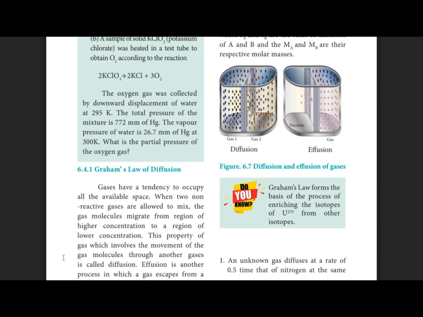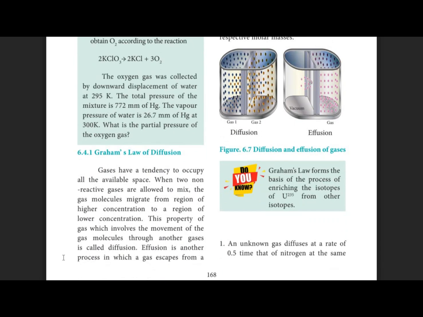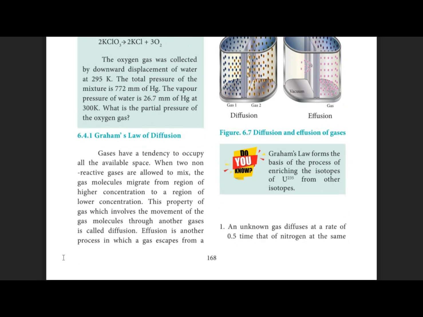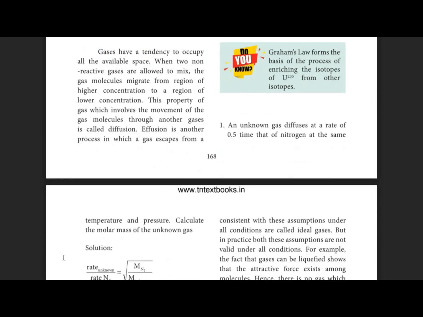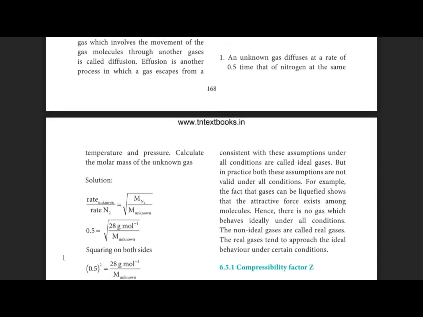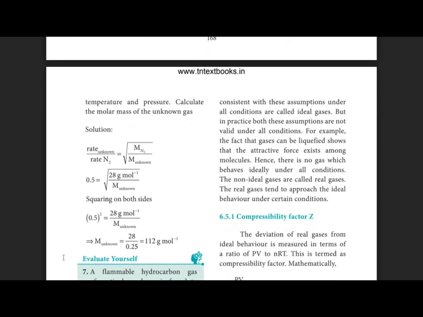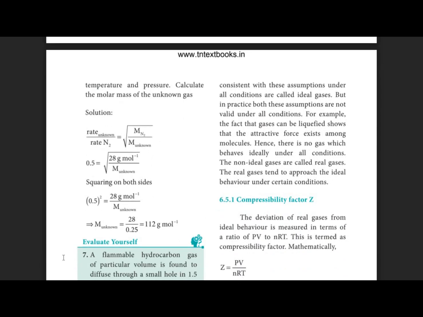Now, a Graham's law problem: an unknown gas diffuses at a rate of 0.5 times that of nitrogen at the same temperature and pressure. Calculate the molar mass of the unknown gas. Solution: by using the formula, rate of the unknown gas divided by rate of nitrogen is equal to root of molar mass of nitrogen by molar mass of unknown.